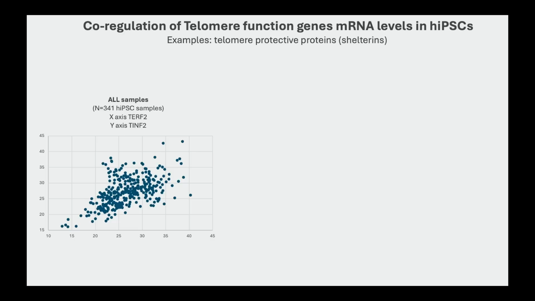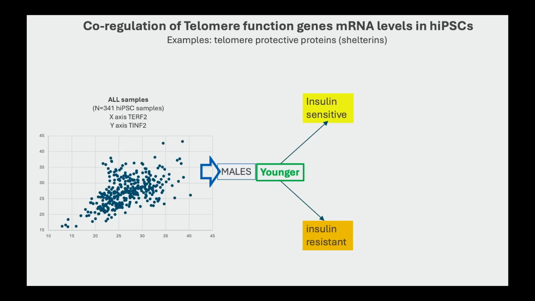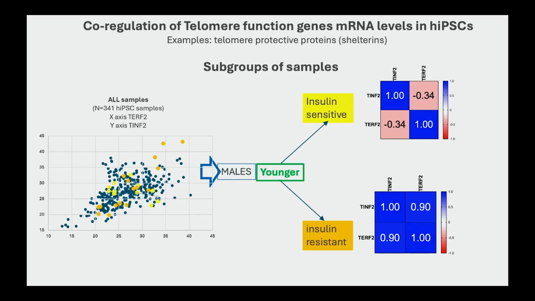They were interested in stem cells, but I was interested in what influences there might be on these telomere pairwise correlations. So let's take an example to simplify it. We've got over 300 samples, all cultured in vitro, and RNA-seq is done. Let's look at the males, the younger ones, in their 30s, the insulin-sensitive and the insulin-resistant. Now when you look at these subgroups, they actually have different relationships, okay?